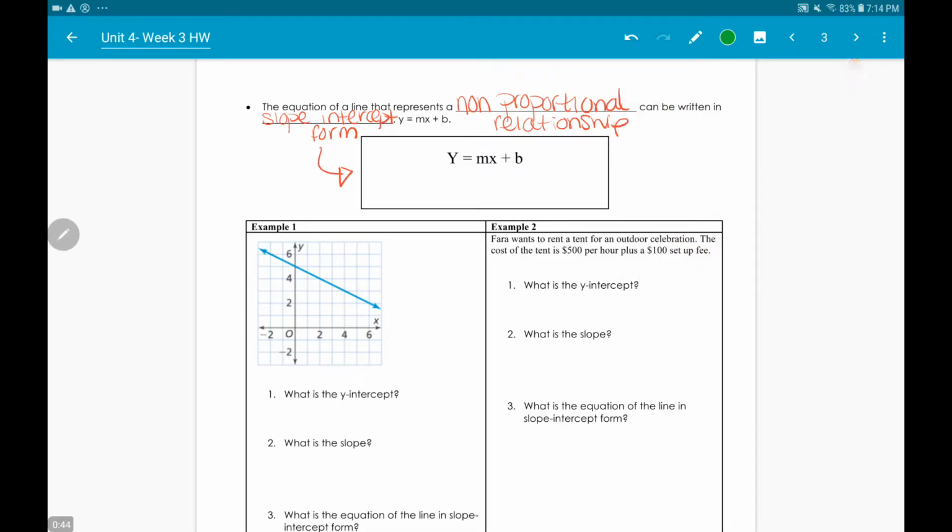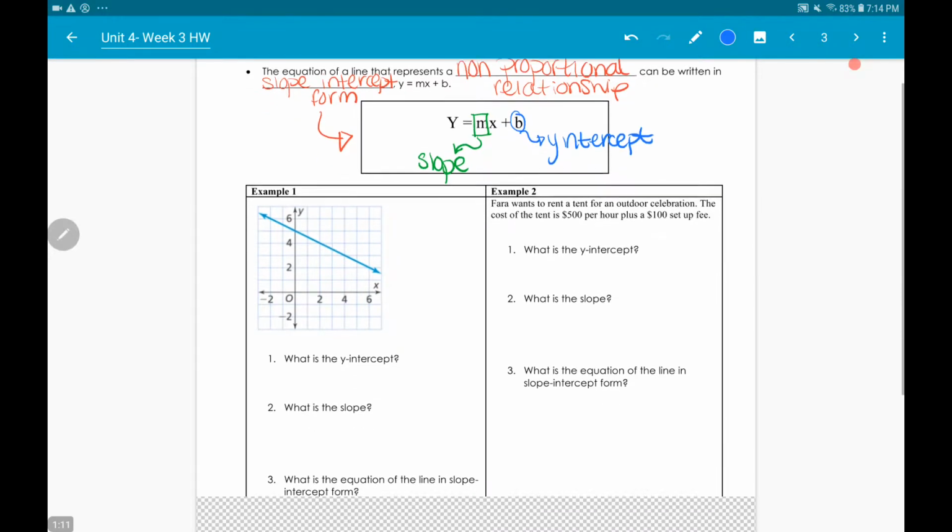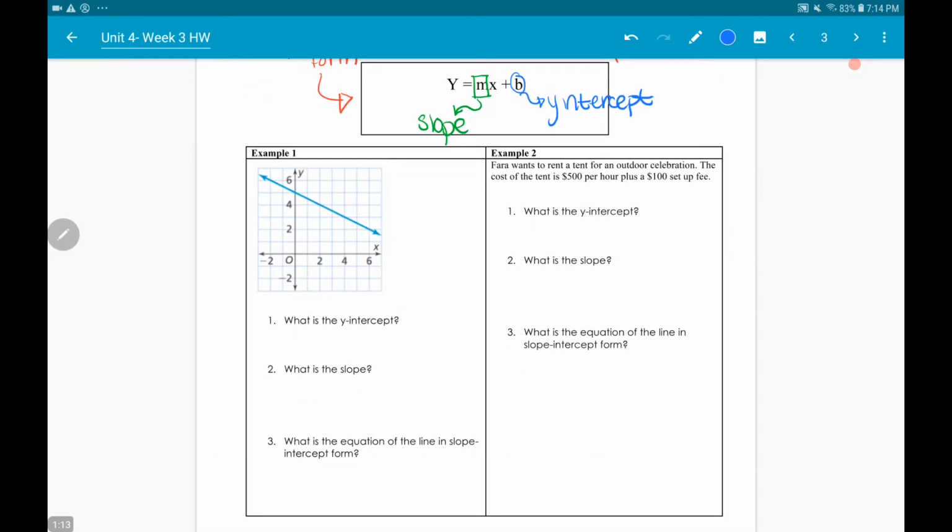So we have two parts of this equation. We have the m, which you guys already learned about last week. That is the slope. And the only slightly new part that we're adding this week is the b. And you guys know what that is. That is the y-intercept. Okay? So when we are writing these equations, we need to find two things. We need to find the y-intercept, and then we need to find the slope. Right? And then we'll put the equation together.